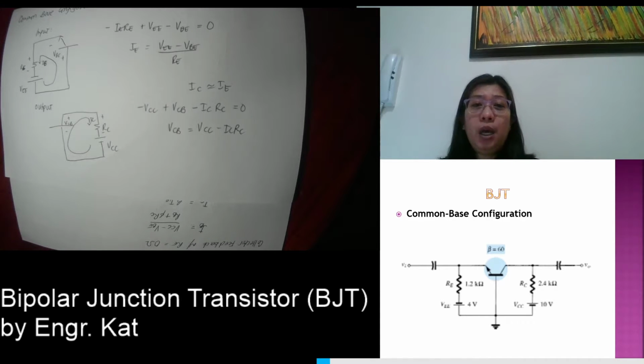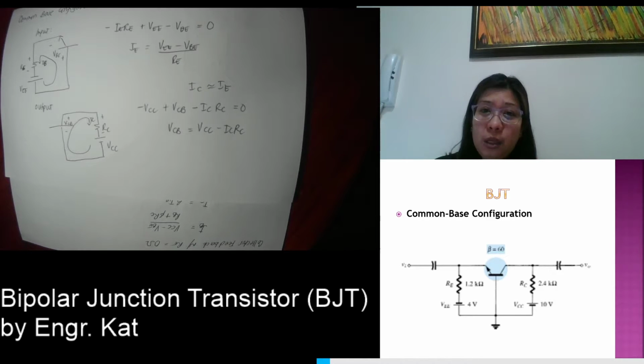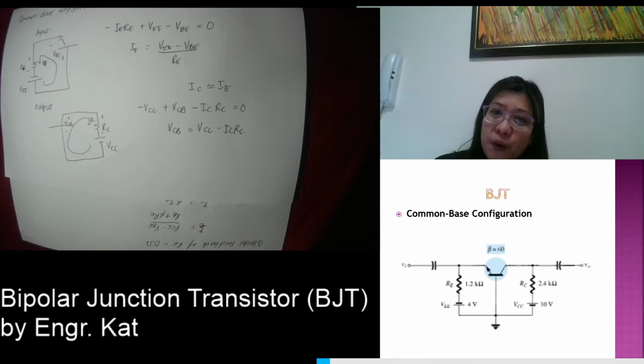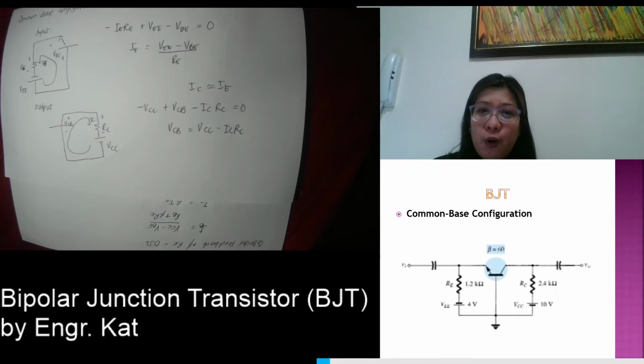Okay, so common base has only one variation. The circuit for common base is just like this one. Common emitter likewise has only one variation, which is the emitter follower. For common emitter, we have several variations of your circuit. So why do we have several variations for common emitter? Because common emitter is the one which is being used as an amplifier.